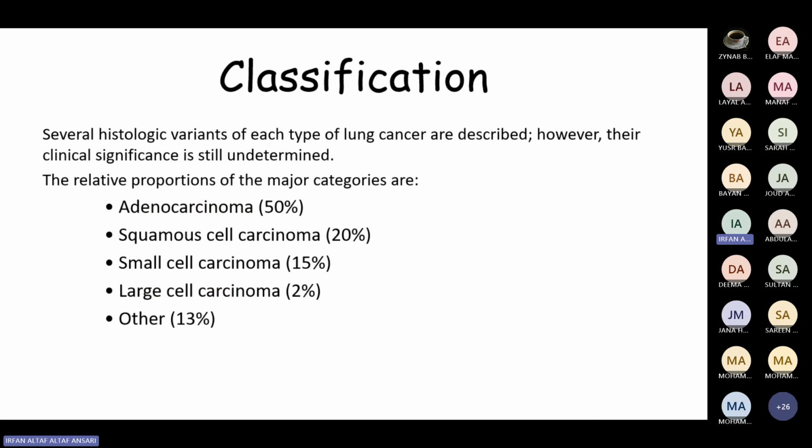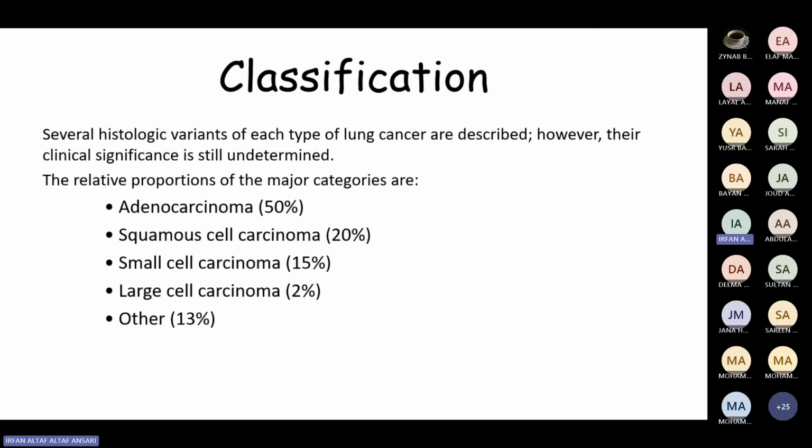So we'll come to the classification. We have a lot of histological classifications for lung carcinoma, but the clinically significant classification is this: adenocarcinoma, squamous cell carcinoma, small cell carcinoma, large cell carcinoma, and the others. And among these, the most common is adenocarcinoma.